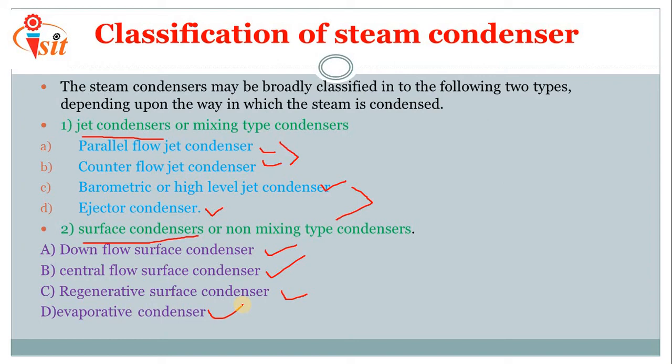Exactly the right answer. The main speciality of the jet condenser is that there is mixing of two fluids. What are those? One is water, one is steam. The steam and water get mixed and condensation takes place in the jet condenser. But in the surface condenser, they are separated from each other. There is no kind of mixing. As the name indicates and as mentioned in the slide, mixing type condenser means two fluids get mixed, and here there is no mixing of the water and the steam. So it makes a difference.